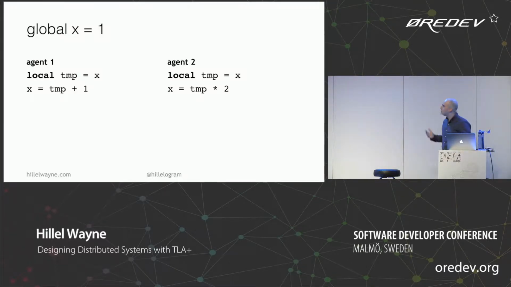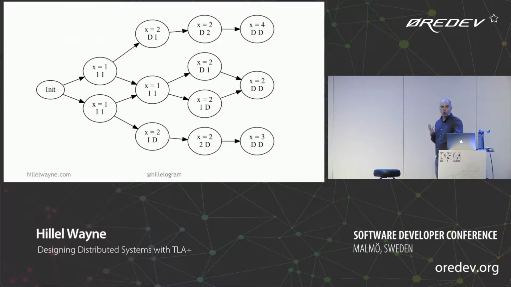Forget that. So the answer is 13. There's 13 states in this space, and 5 total behaviors. And what we've only done is added just a couple extra lines, a couple extra points of concurrency. This is because concurrency expands combinatorically.